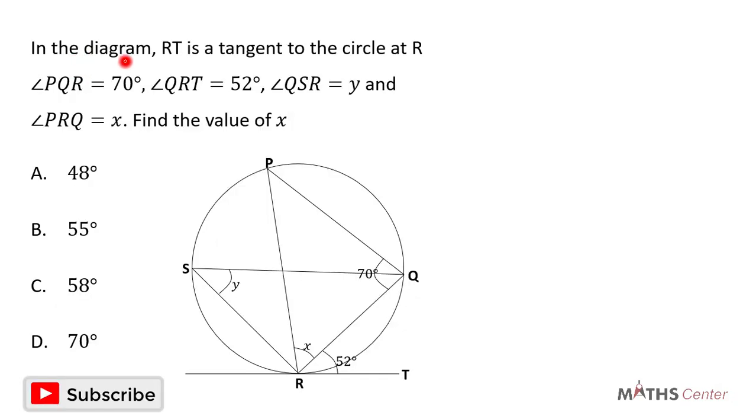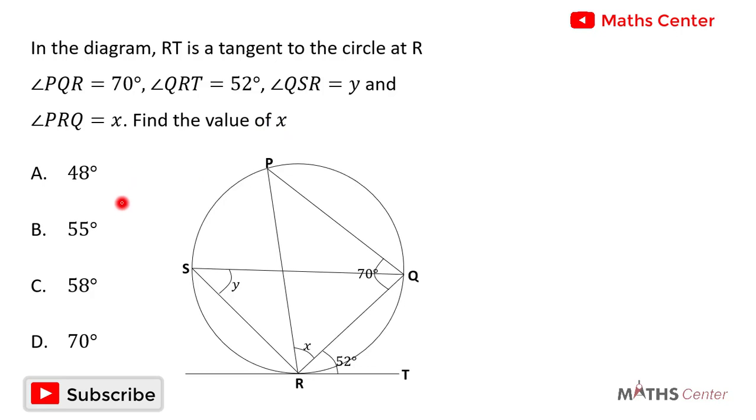In the diagram, RT is a tangent to the circle at R. Angle PQR is equal to 70 degrees. Angle QRT is equal to 52 degrees. Angle QSR is equal to Y. And angle PRQ is equal to X. Find the value of X.